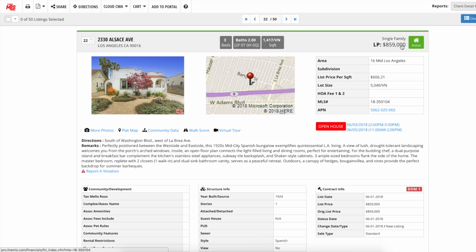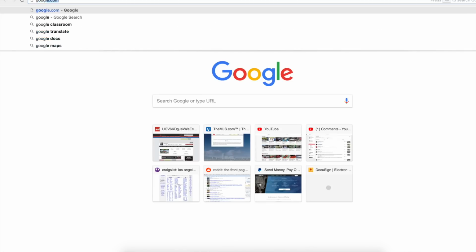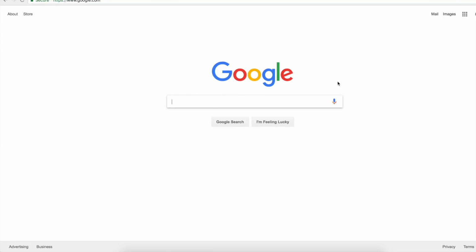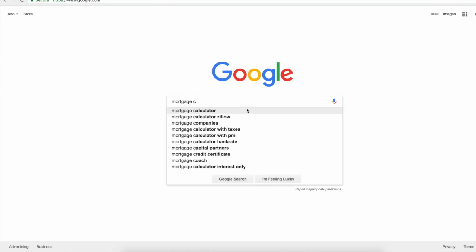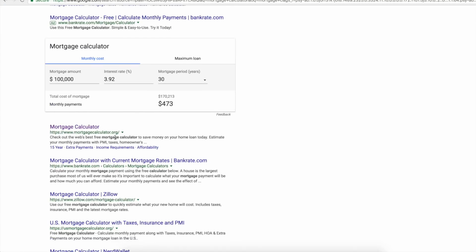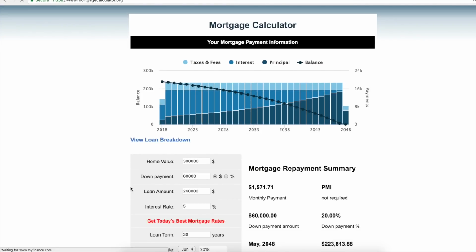Let's just assume we get this house for $850,000 and you're going to have to pay 20% down. So the first thing I like to do is go to my favorite site, Google, and we do mortgage calculator. And then what I like to do is use this site. You can tell I've already clicked on it, mortgagecalculator.com. So the home value, we're going to put $850,000. We're going to put 20% down. That leaves us with a loan of $680,000.